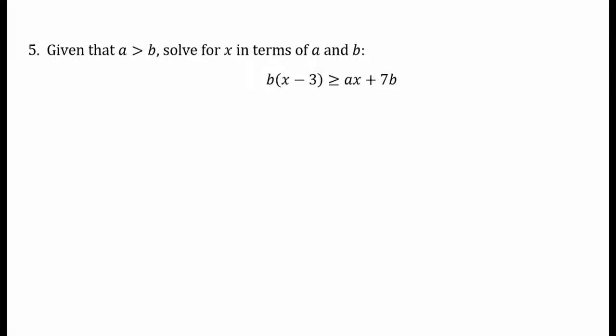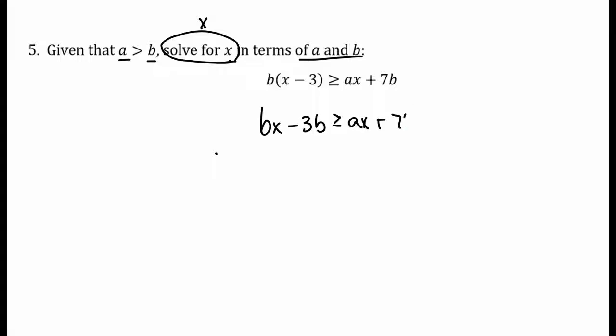And finally, this is a nasty question, but I want to talk about it because it's doable. It just has some quirks that we got to talk about. Given that a is bigger than b, solve for x. Solve for x means get x alone in terms of a and b. So let's distribute. And I'm solving for x, so let me get my x's together. So we'll add 3b. bx is bigger than or equal to ax plus 10b.